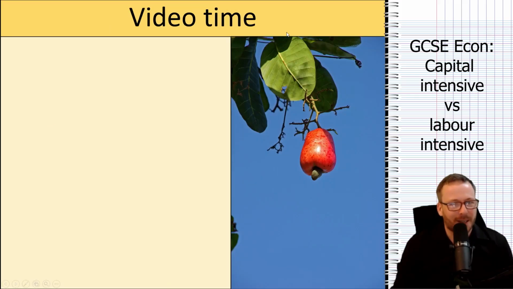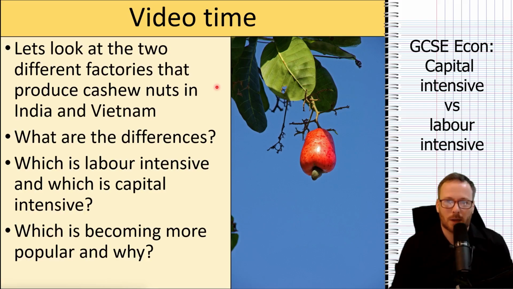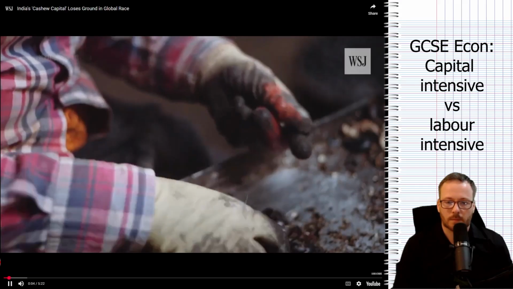All right, do you have any idea what this is? This is a cashew nut. It actually grows on a fruit, and there's only one nut, and it's right here. Pretty wild, eh, that nuts grow on trees? Alright, so what we're going to do now is look at a video of two factories, and I want you to think about the differences between these factories, the production processes, the people they employ. I want you to see which one's labour intensive, obviously, and capital intensive, and also which one do you think is becoming more popular in society and why. Let's get started.